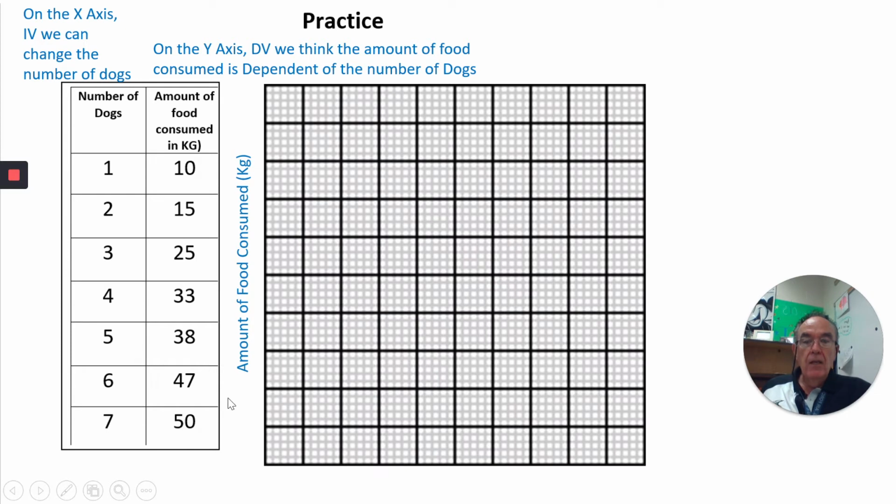So we're going to put the amount of food consumed, the dependent variable, and we included the units, and that's real important. We included the units on the y-axis. On the x-axis, we're going to put the number of dogs.